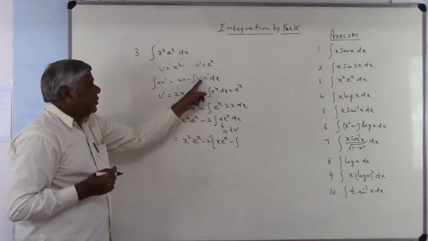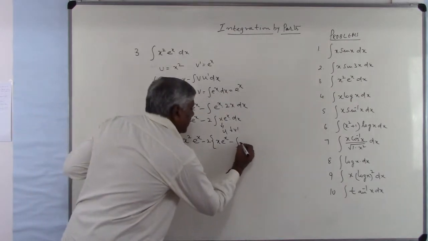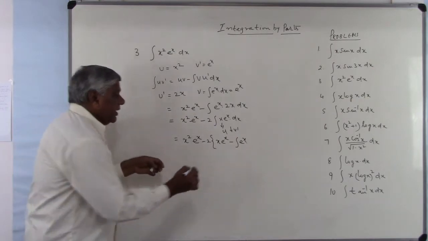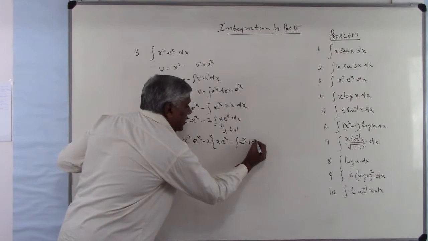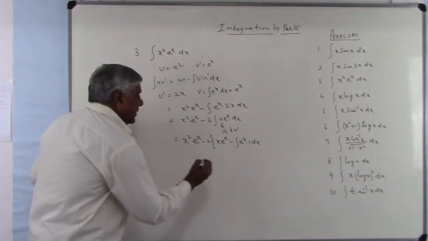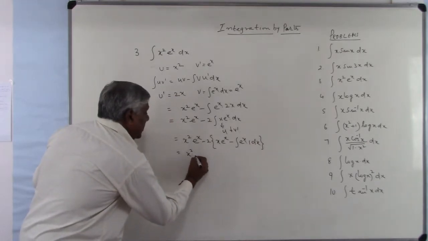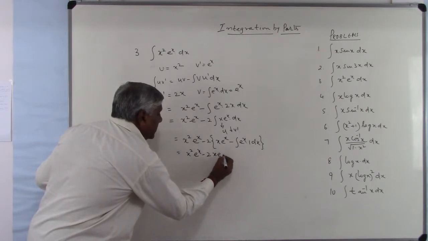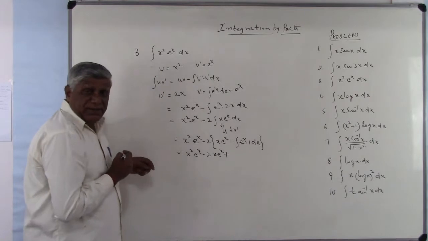Now vu dash, v is what here? e to the power of x into, what is u dash here? Here u dash is 1 into dx. u dash is 1. So now close the bracket. Now this is equal to x square e to the power of x minus 2x e to the power of x, minus into minus plus.